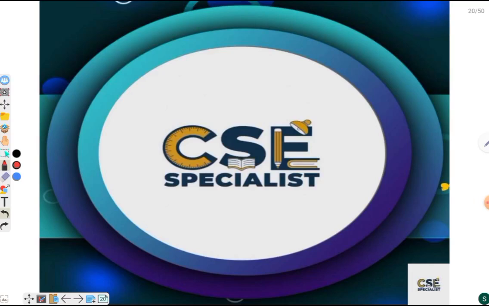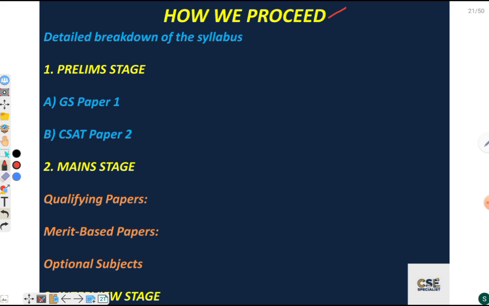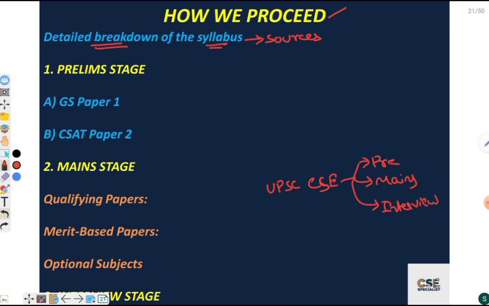Today the topic is decoding the UPSC syllabus and the sources we have to read for the UPSC CSE. How we proceed in the lecture is, first we see the detailed background of the syllabus, and in the later stage we see the sources that we need to read for this syllabus. As in the previous lecture we have covered, UPSC CSE has three stages, that is prelims, mains and interview, and in the same way we see the syllabus of the prelims stage, mains stage and interview stage.